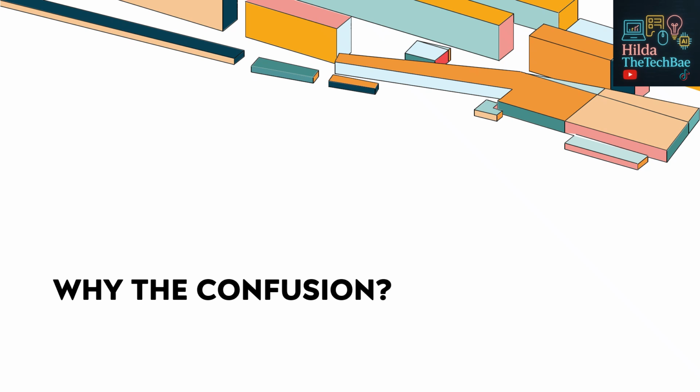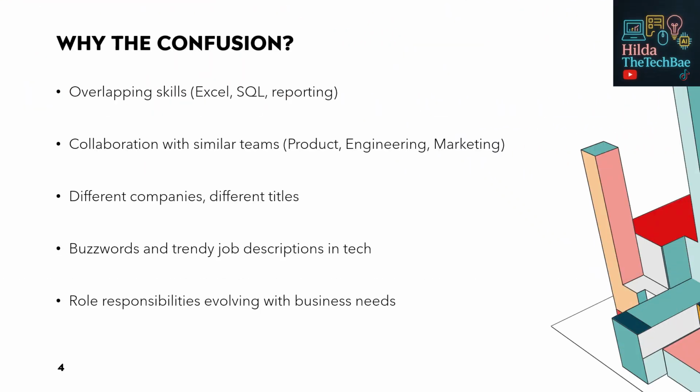Why is there so much confusion? First, there is a lot of overlap in tools, right? You often see Excel, SQL, or reporting dashboards across all three roles. They also work closely with similar teams, which blurs the lines a lot. And to make things even messier, job titles can vary drastically from company to company. A business analyst at one company might be doing what a product analyst does at another.